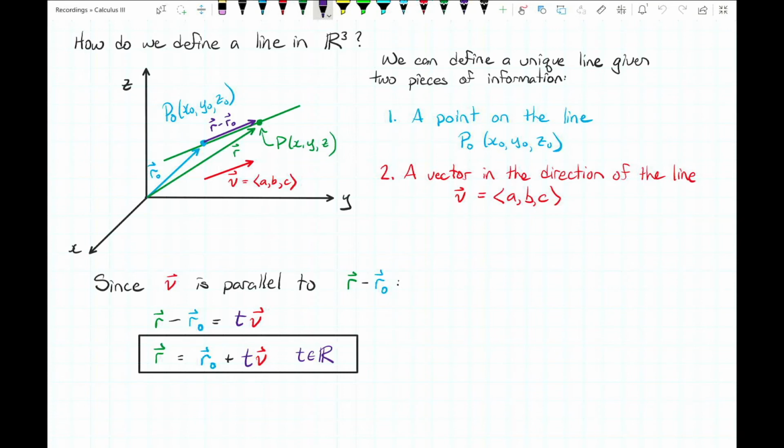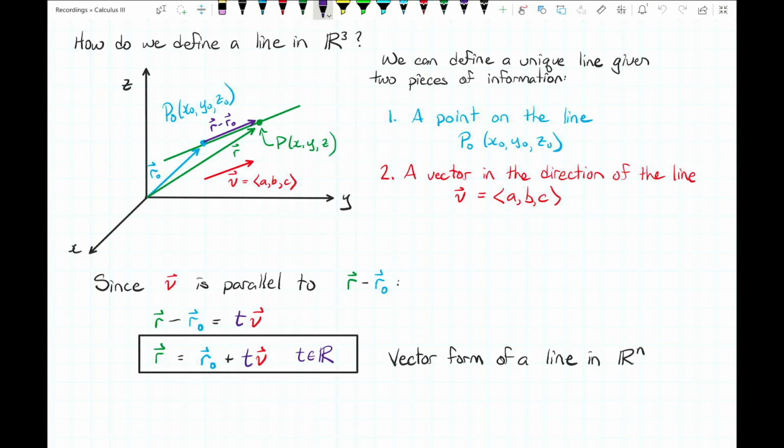where t is any real number. If t is equal to 0, that'll give us the position vector of the point P naught. And if t is any non-zero value, that'll give us a point either further along or further behind the line from the point P naught. And this is the vector form of that line in R3.